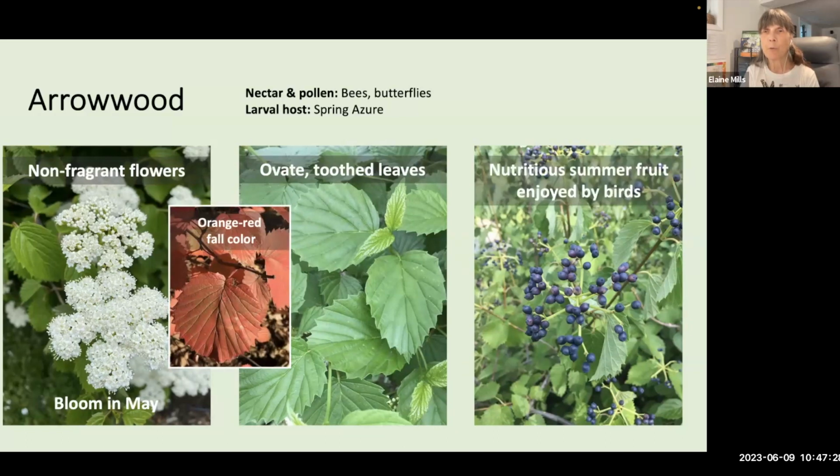Nutritious summer fruit will be enjoyed by birds, and you will get the best fruiting with multiples. Arrowwood is not a dioecious plant. You don't have separate male and female plants. But if you have several plants of different genetic strains, you'll get the best cross-pollination and provide more abundant fruit.